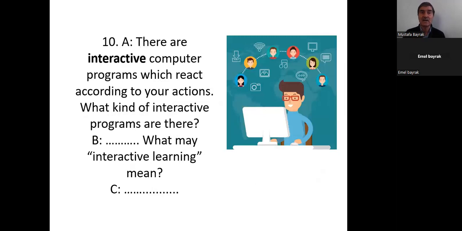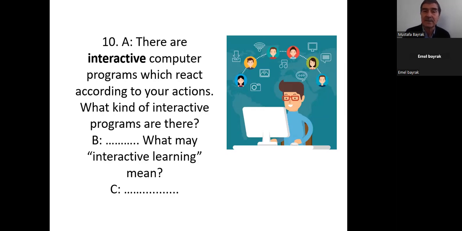For example, interactive. There are interactive computer programs which react according to your actions. What kind of interactive programs are there? There are interactive learning programs, interactive English programs. What may interactive learning mean?